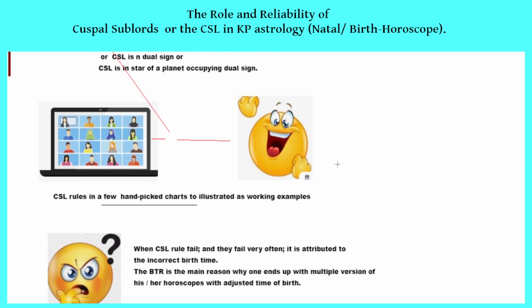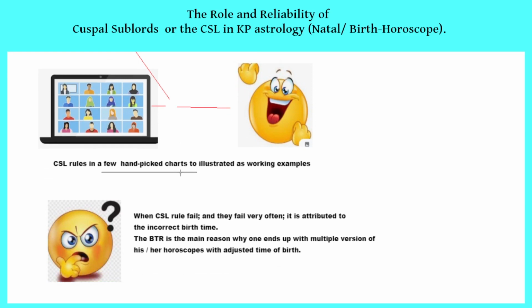Even if you have a very precise birth horoscope, and these days people have very precise birth data, when the CSL doesn't work out, when the cuspal sublord is not showing the result as it should have been, then it is usually attributed to the incorrect birth time. And then from that point onward, you make a departure to learning the BTR or the birth time rectification in the natal chart. That never works. The BTR in the natal chart never works.